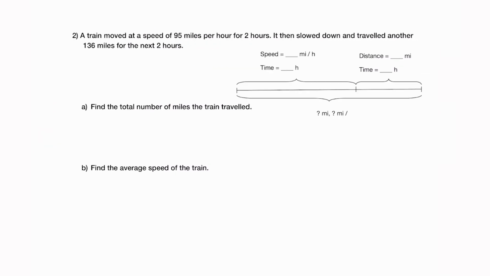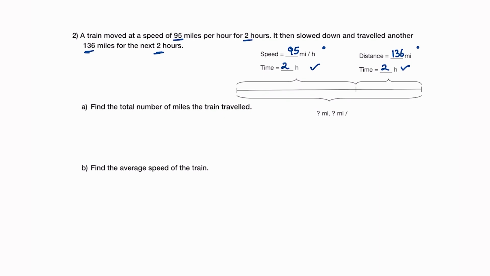And here comes the second one. A train moved at a speed of 95 miles per hour for 2 hours. So that's the speed and that's the duration. So we write here 95 and 2. It then slowed down and traveled another 136 miles for the next 2 hours. So this is 136 and that's 2. That's time and that's time. But this is speed and that's the distance. Find the total number of miles the train travels.